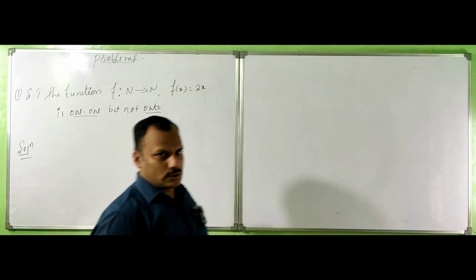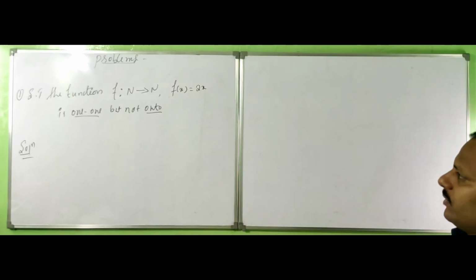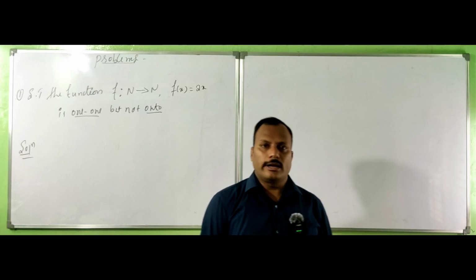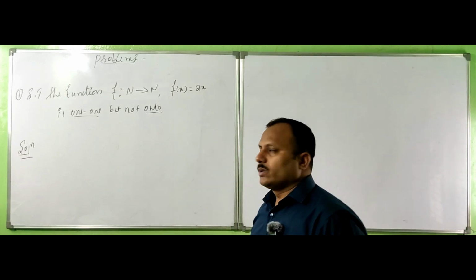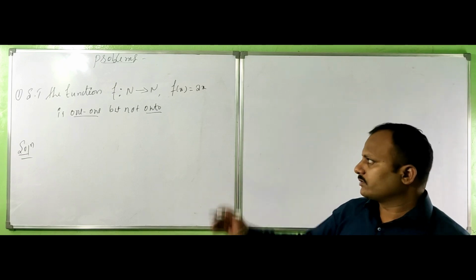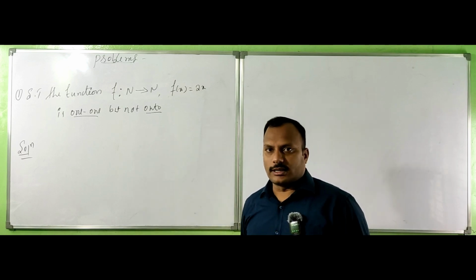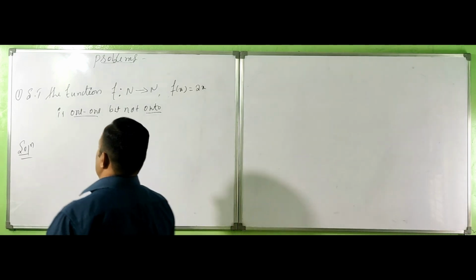So the function is 2x, defined from natural numbers to natural numbers, N to N. To show one-one and onto. So easily we can see 2x belongs to the even numbers, while natural numbers have both odd and even values. So any value of 2x is a proper subset of the natural numbers. Let's see.